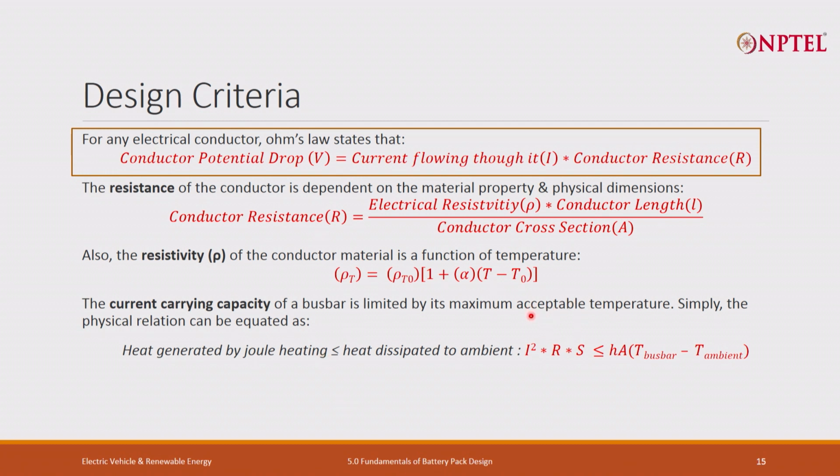So, now you have the equation I square R, that is nothing but the Joule heating. S is the shape factor. Shape factor means what your bus bar or conductor shape is. It is a regular shape or it could be a curvy shape. Depending upon that, this S value keeps on changing. This should be less than the heat dissipation by convection.